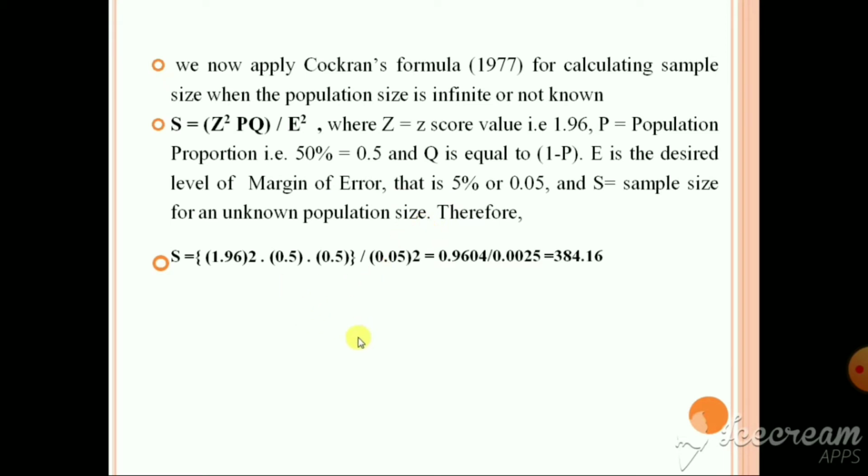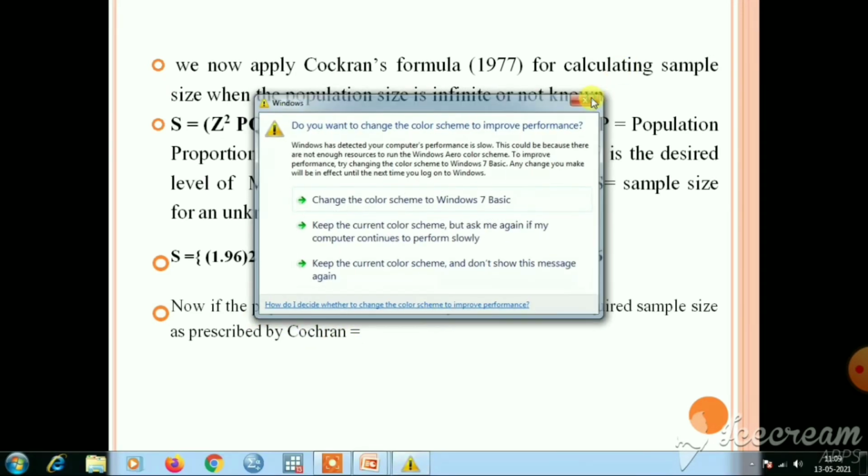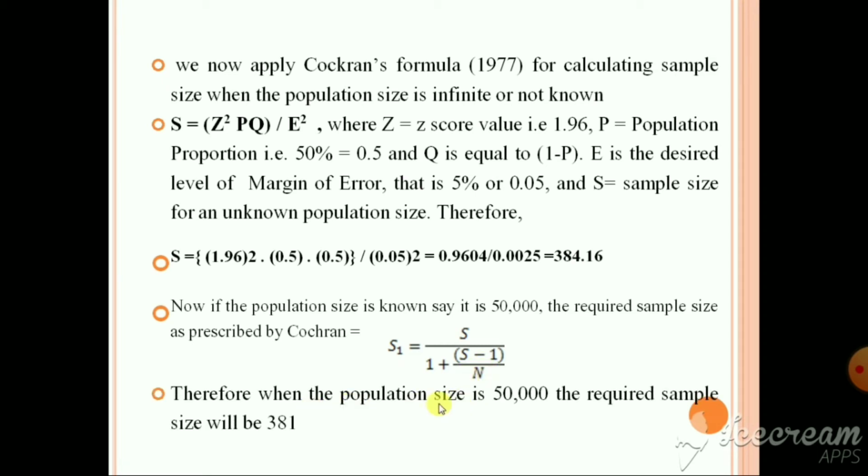Now, Cochran also developed another formula when the population size is known, but we have to use the previous value also. By considering these two values, we can determine the sample size. Assuming that the known population size is 50,000, the required sample size as prescribed by Cochran is S1 equals S by 1 plus (S minus 1) by N, where S is the sample size for the unknown population and N is the known population. Therefore, when the population size is 50,000, just by substituting these values, the required sample size is 381.